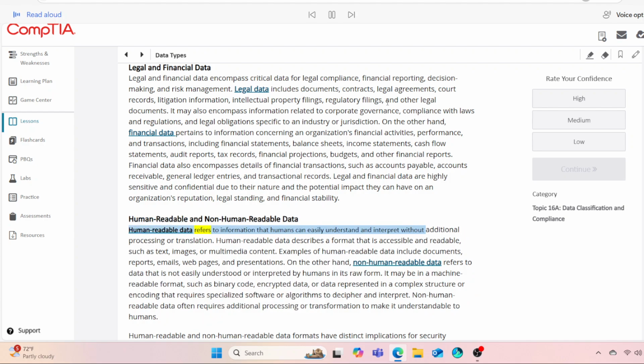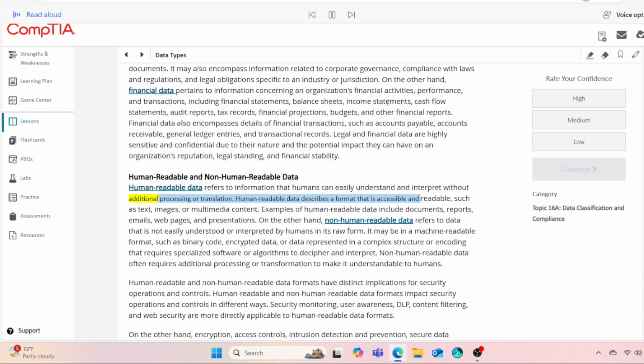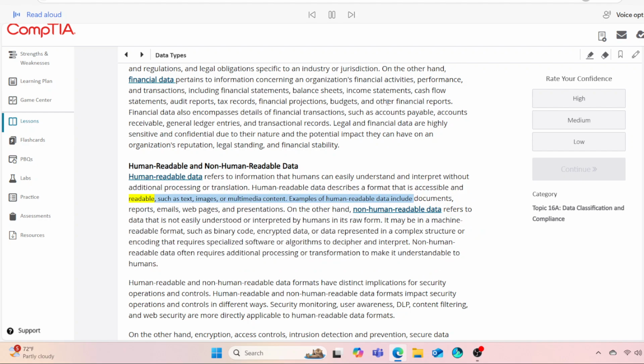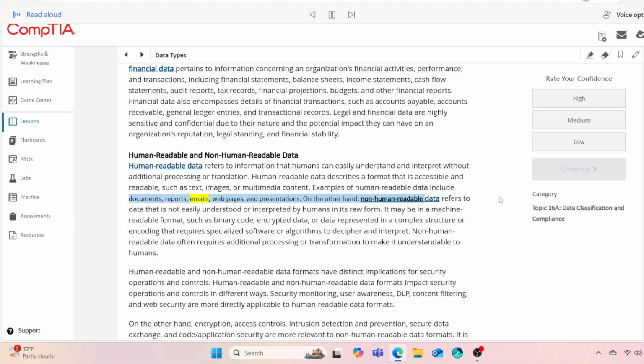Human-readable data refers to information that humans can easily understand and interpret without additional processing or translation. Human-readable data describes a format that is accessible and readable, such as text, images, or multimedia content. Examples of human-readable data include documents, reports, emails, web pages, and presentations.